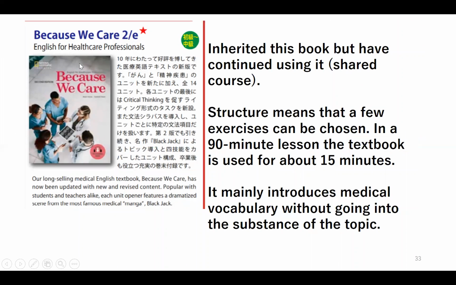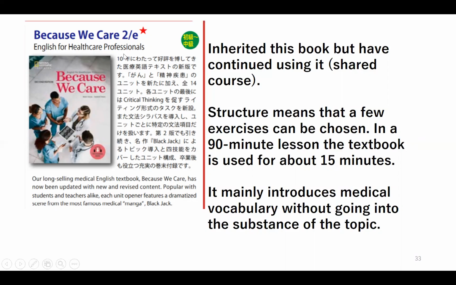Also, I inherited this book. This is a second edition. I use this because I teach this course with another teacher, and she didn't want to stop using it, so I'm using it. But this is good because you can just take 1 or 2 exercises from the book. In a 90-minute lesson, I might use this for 15 minutes. I have 8 lessons, and I only use this in 4 lessons for 15 minutes. That's it. If possible, I wouldn't want to use textbooks, but I have to use this one.